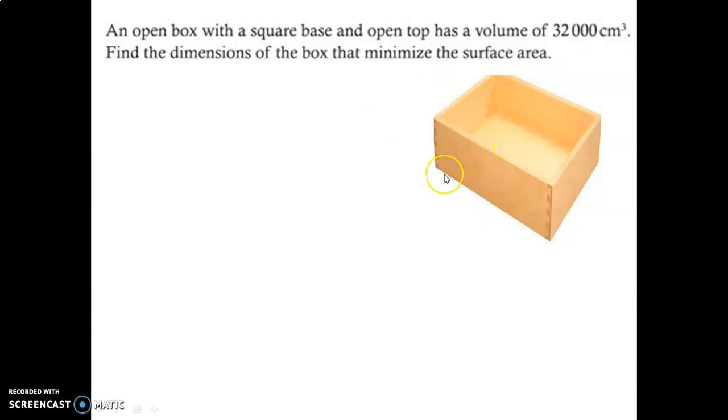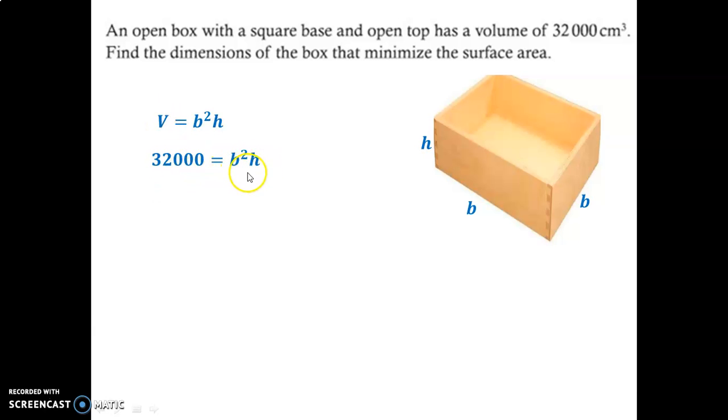First of all, it tells us it's a square. So what does that tell you about the base? Well, I'm going to call this side B, but this side will be B also because it's a square. I'm going to label this height using H. Okay, can you make an equation for the volume? Volume is length times width times height, so B times B times H, which is B squared H. And we know the volume is 32,000, so I can replace that V with that.